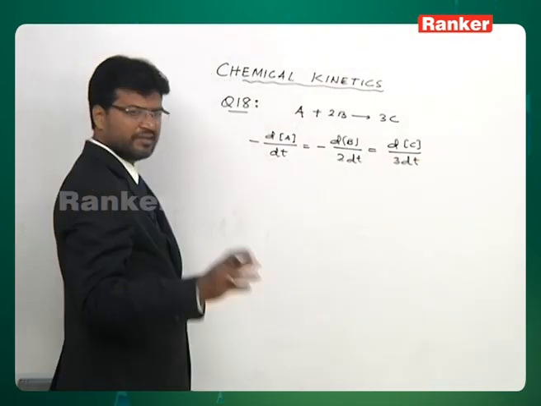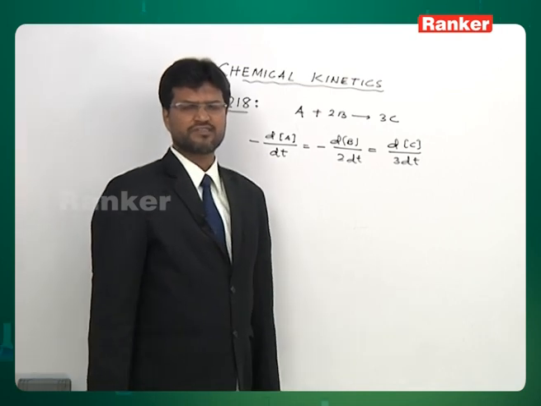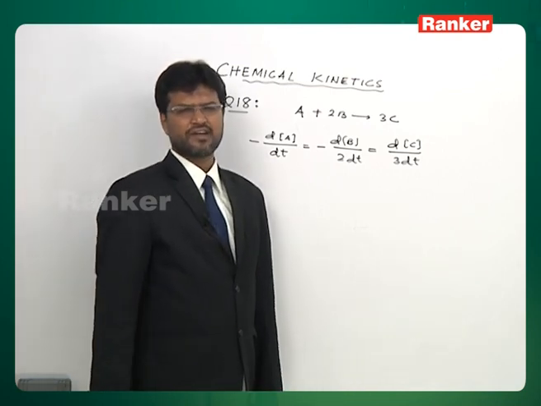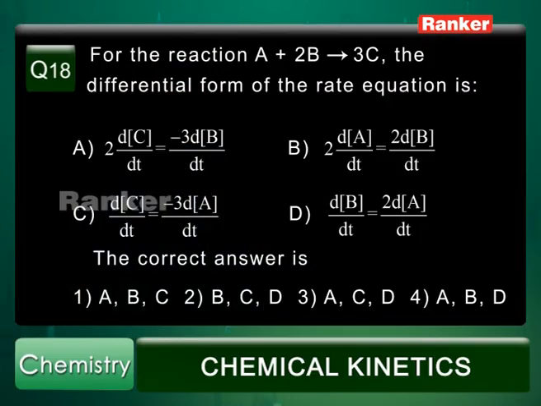So you can rearrange and get different forms of these equations which are given in the options, and the correct answer is A, C and D. You get all those equations by rearranging this. This is equal to the rate of reaction. So, the answer is the third option, A, C and D.